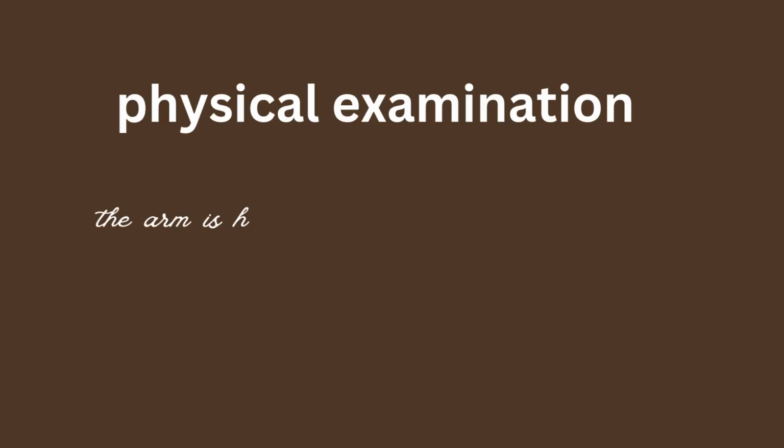What are the signs and symptoms of posterior shoulder dislocation? The patient will present with pain, deformity, and limited range of motion. On inspection, the arm is held adducted and internally rotated.